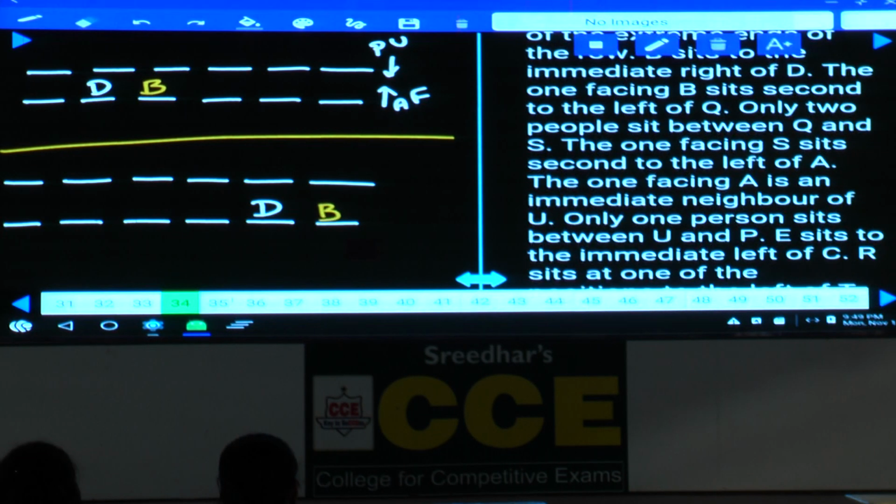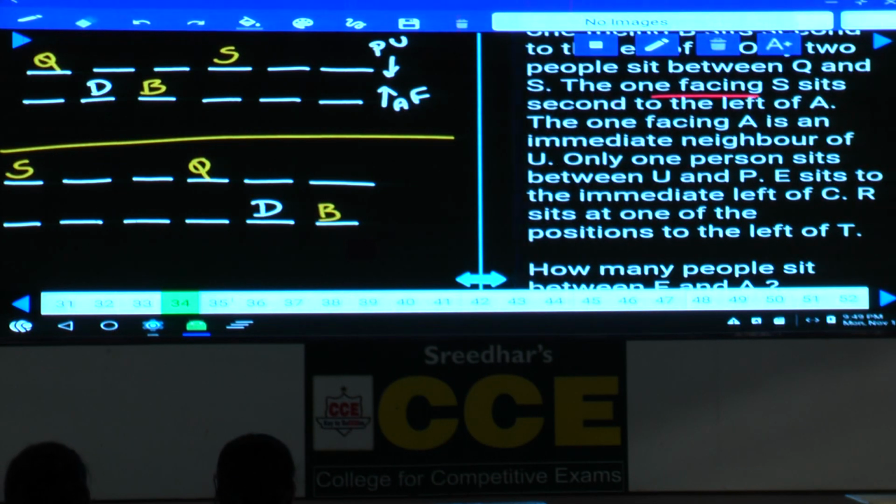Next, the one who is facing B sits second to the left of Q. And only 2 people are between Q and S. Now in between Q and S, how many people do we have? 2 people. In between Q and S, we need to have only 2 people.